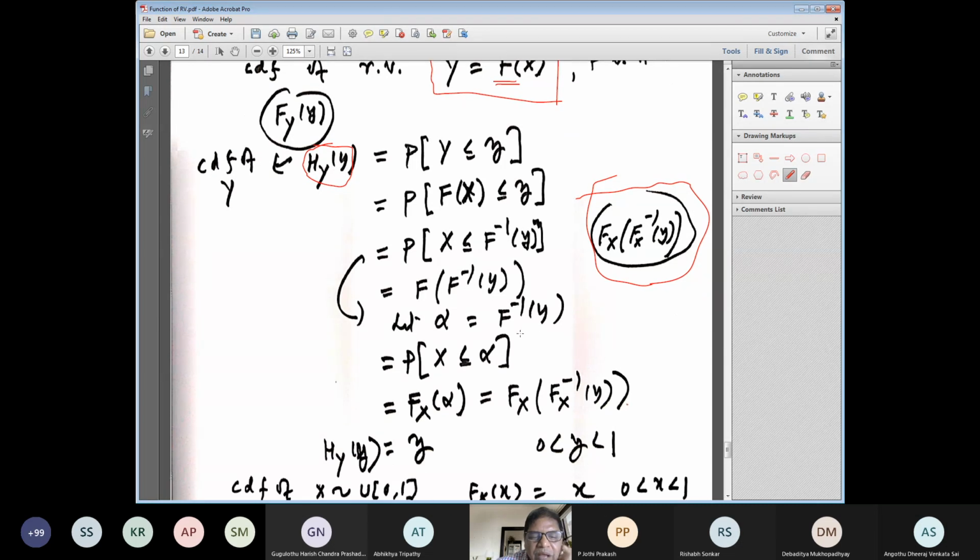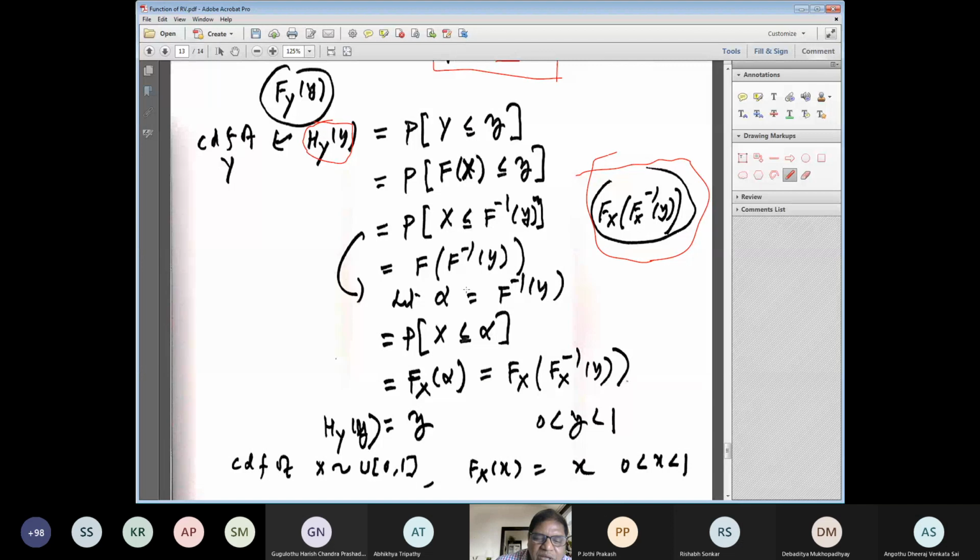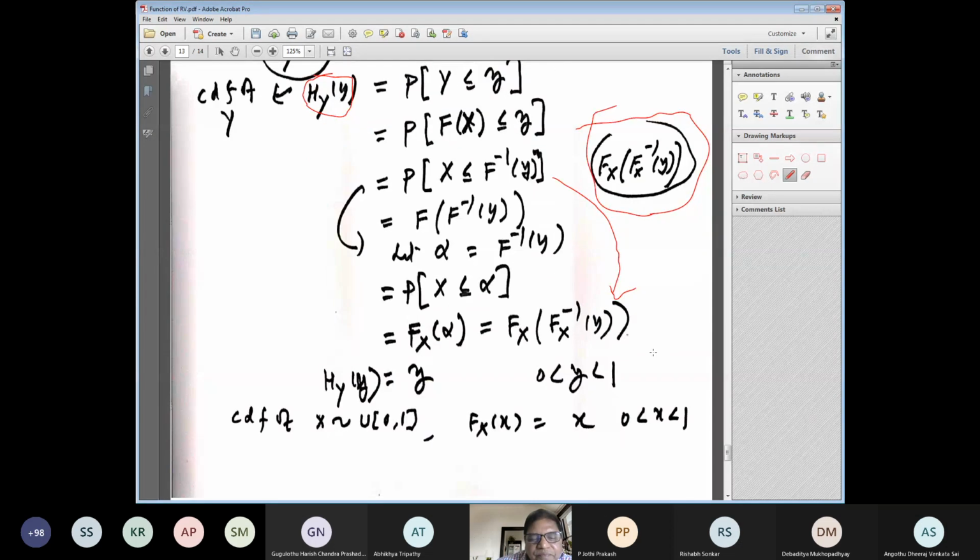So if you have little confusion, then you can assume that alpha equal to F inverse y. So x is less than alpha. You write F_X alpha and then F_X F inverse y. It is a re-explanation of the same thing. So this is the crucial step we have to understand from here to here. Is that fine? So now this gives you simply y.